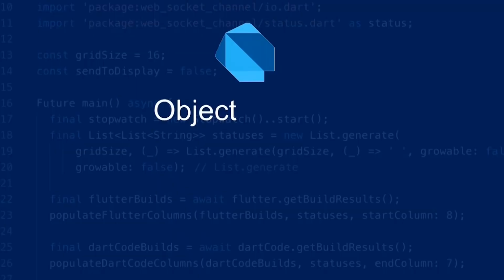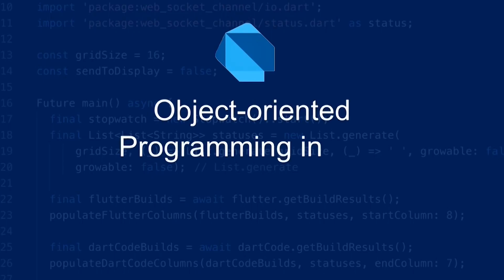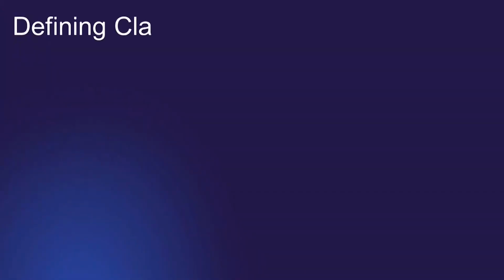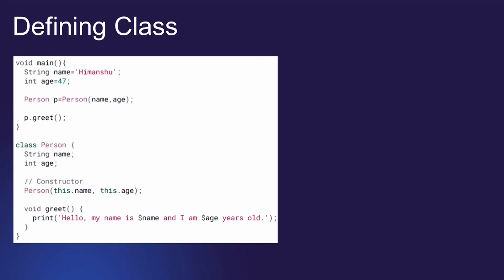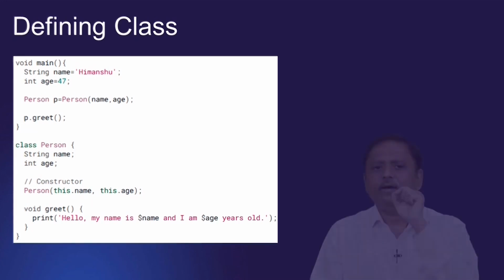using Flutter. Now, let us try to understand object-oriented programming concepts in Dart. So, Dart is an object-oriented programming language that supports classes, inheritance and polymorphism. Let us try to understand how to define class in Dart.